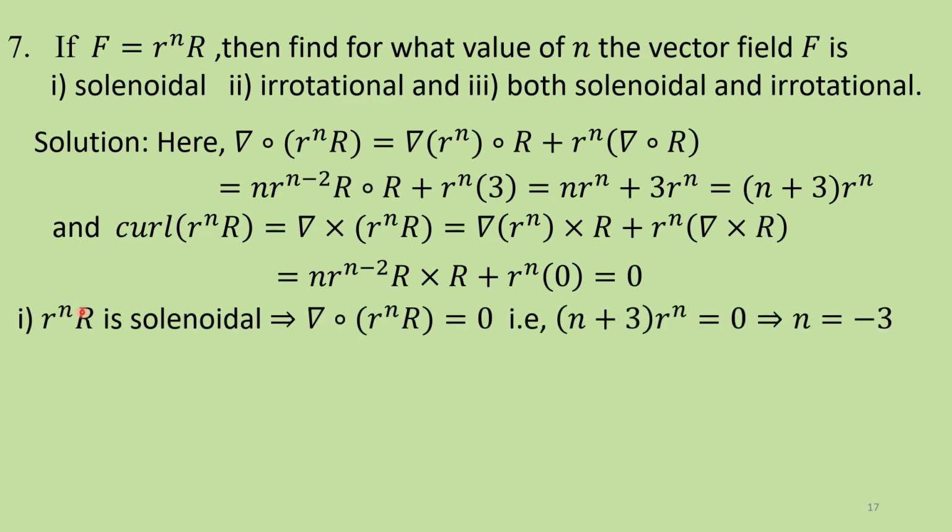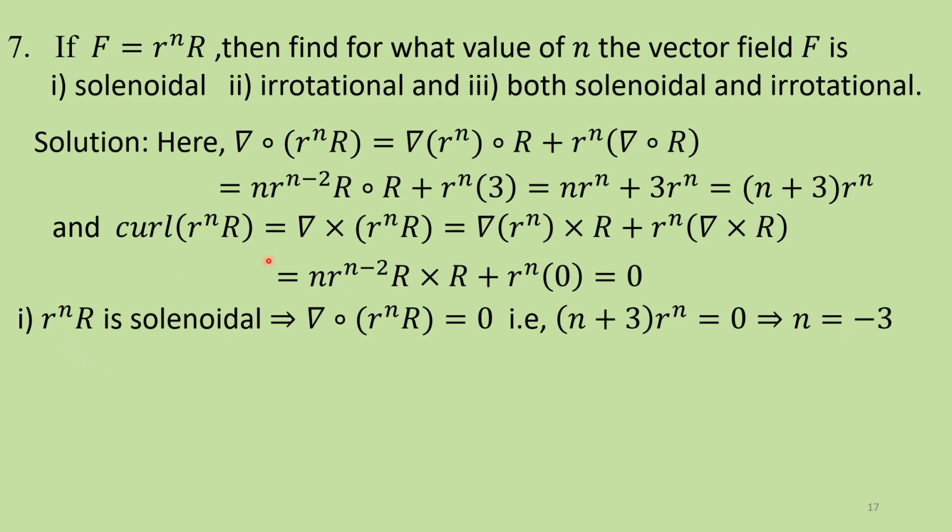Solenoidal. r^n times vector r is solenoidal means what? Del dot (r^n r) should be equal to 0. We already got the divergence, that is (n+3) times r^n. Equate that to 0, which means n+3 equals 0, or n equals minus 3. So for n equal to minus 3, this becomes solenoidal.